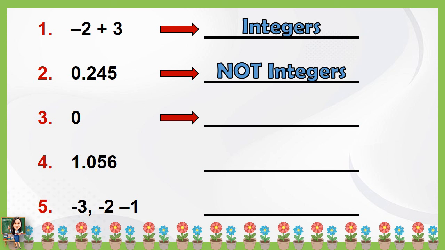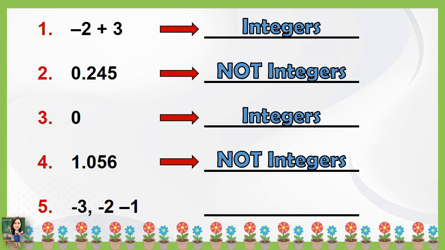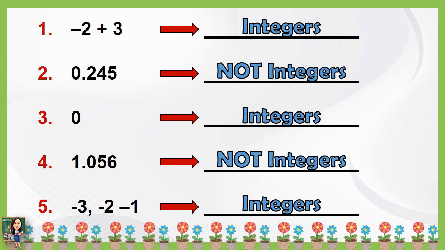Number 3, 0. Is it integer or not integer? Very good. The correct answer is integer. Number 4, 1 and 56 thousandths. Is it integer or not integer? Very good. The correct answer is not integer. Number 5, negative 3, negative 2 minus 1. Is it integer or not integer? Very good. The correct answer is integer.